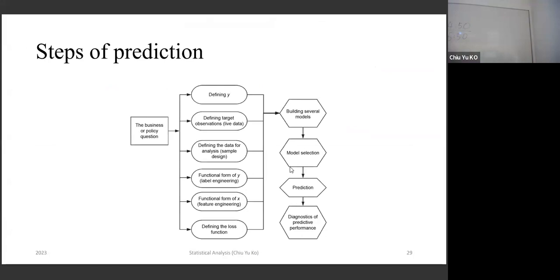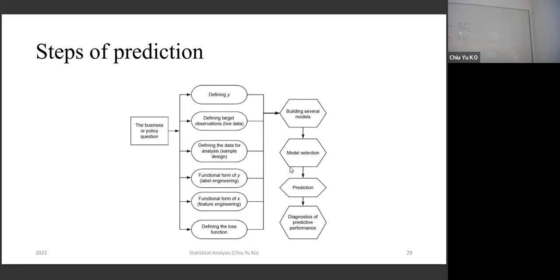You want to do some prediction. You start with the problem, and you have to define what the Y is, how you want to measure the Y, and what kind of data you want to use. What kind of sample you want to collect? What functional form of Y and of X do you want? Define a loss function, maybe the root mean square error, RMSE, and then build different models, do model selection like k-fold cross validation, and do the prediction and check the result.